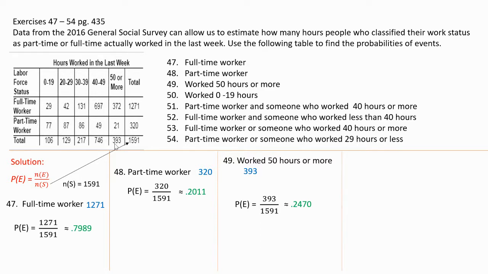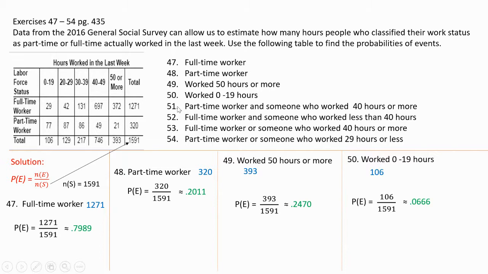Number 50, work 0 to 19 hours. So 0 to 19 hours is going to be right here. So we look here at the chart, 0 to 19 hours, and we go all the way down, it's going to be 106. So the probability will be 106 over the sample space, which is 1591. And again, put it into the calculator and round off to 4 places. So this is what it should round off to, 0.0666.